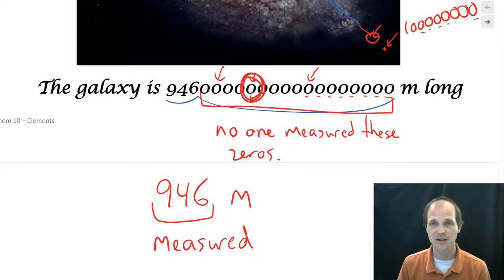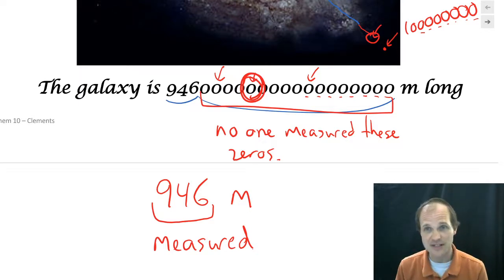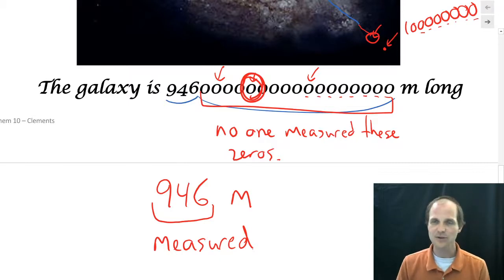So how do we distinguish between these measured numbers, the ones that look kind of significant, and these other ones which are zeros, which are important, right? Because if I didn't have them there, the galaxy would only be 946 meters long. How do I distinguish between these significant ones and these ones that are important but maybe kind of insignificant, right? What's the difference between important and insignificant? And turns out that's what we call these things. We call them significant figures. Those numbers that we actually measured, and we know it's a 9, we know it's a 4, we know it's a 6, those are what we call significant figures.